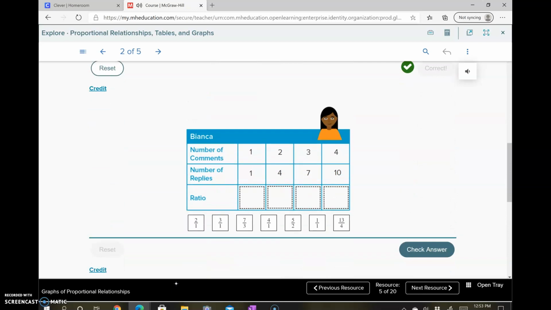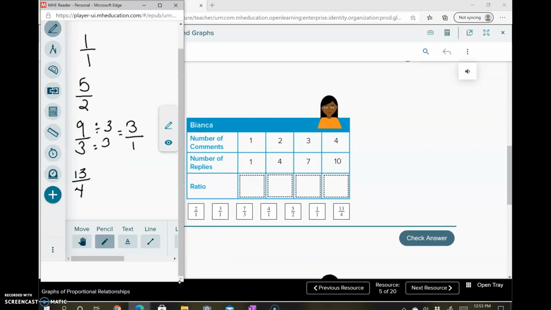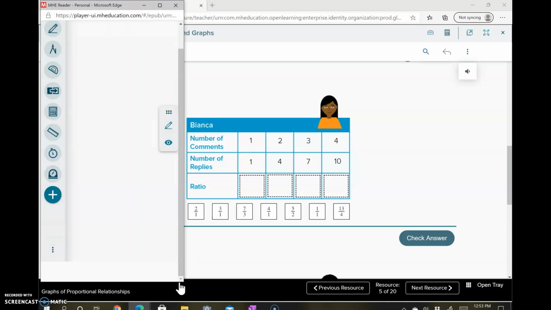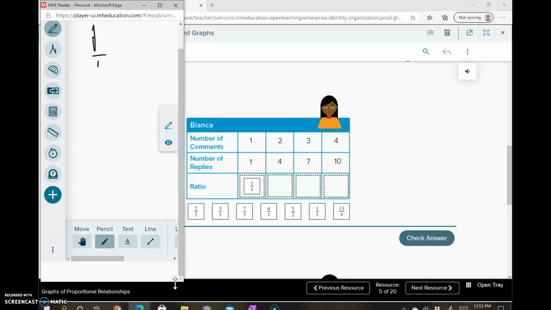Let's go look at Bianca's ratios. So I'm going to go ahead and clear all my work. We're going to try again. So Bianca, she had 1 reply. My pen will work. Oh, I got to turn the pen on. It helps. 1 reply to 1 comment. Nothing I need to do. Let's drag that over. And then I have 4 replies to 2 comments.